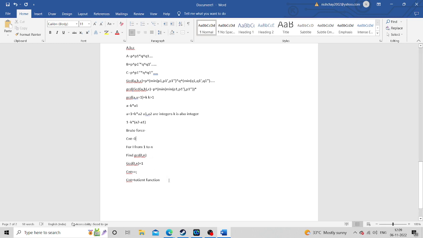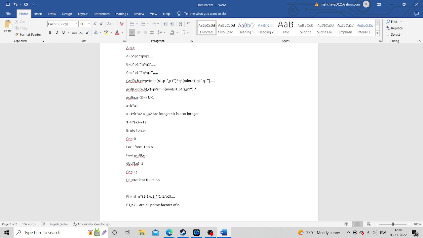Now, mathematically, this function came out to be something like this. So let's say the totient function is phi of n, that is equal to n into 1 minus 1 by p1 into 1 minus 1 by p2, and so on. Where p1, p2 are all prime factors of n.